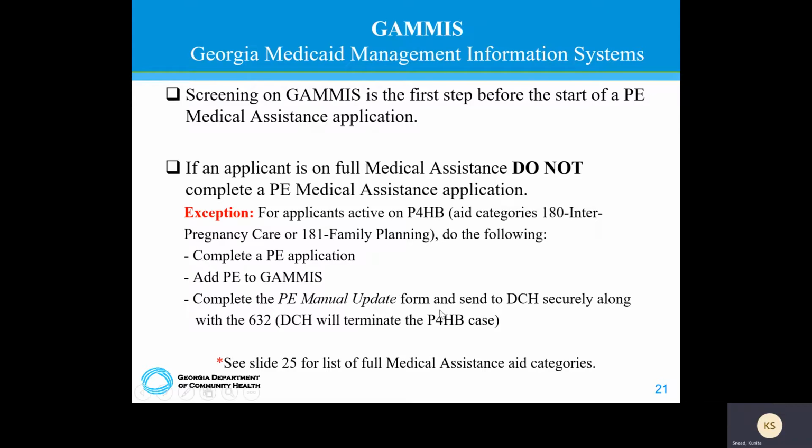And we're going to look at the PE manual update form and all of that. So again, if they're active on Planning for Healthy Babies, you would just treat them like they do not have Medicaid, and you'll go ahead and do a PE application on them. If approved, you're going to add it to GAMIS, and then also you're going to complete an update form to let DCH know that that Planning for Healthy Babies case needs to be terminated.